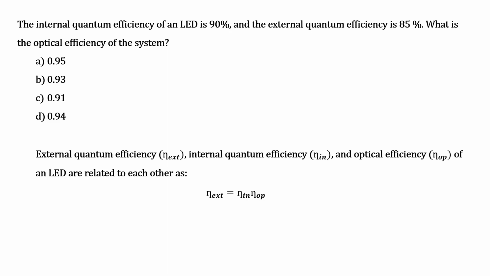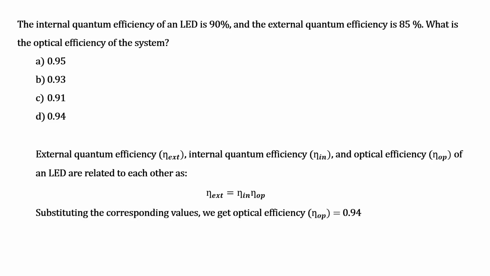Basically this is the equation: n_ext is equal to n_int into n_op. Here n_op, the optical efficiency, is asked, and internal and external are given to us, and on substituting we will get 0.94. So option D is the right answer. Is it clear to all of you?